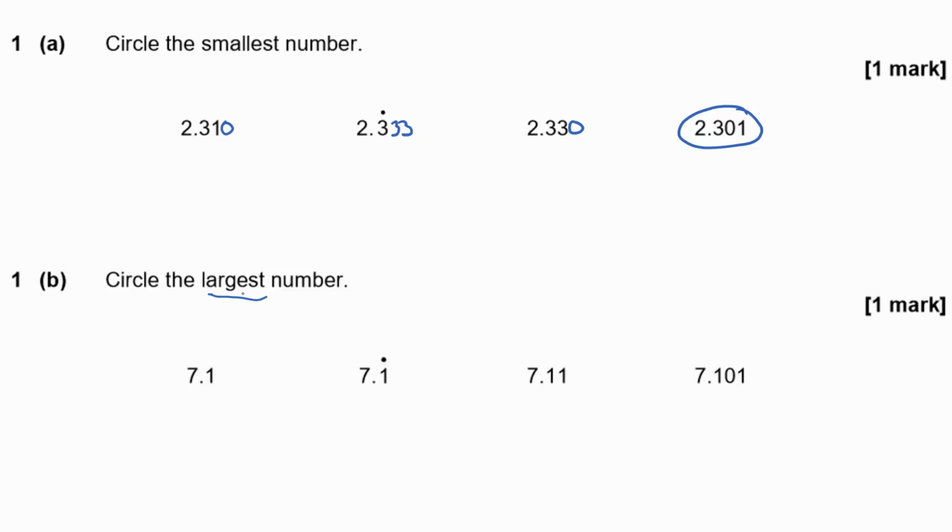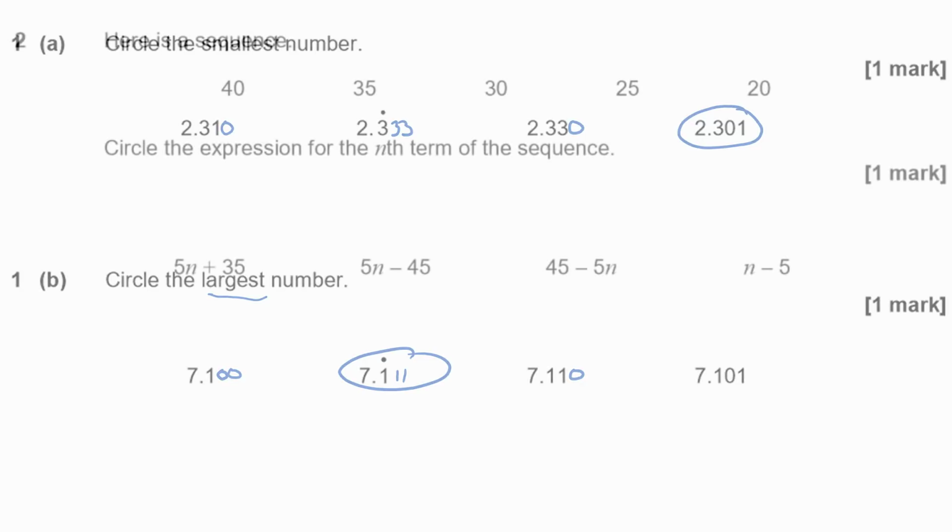So 7.1 is the same thing as 7.100. 7.1 recurring, with a dot on the top, is the same thing as 7.111, well, there are more ones as well. And 7.11 is the same thing as 7.110, and I've already got that to 3 decimal places. So again, now I've got the same number of decimal places for all of them. It's very easy to see that that one is the largest.